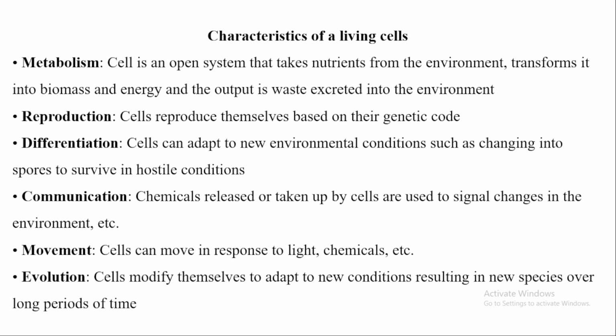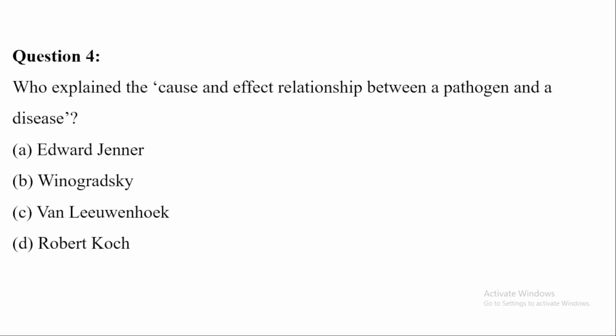Okay, so moving to the next question. Question number 4. Who explained the cause and effect relationship between a pathogen and a disease? First option is Edward Jenner, second is Vinogradsky, third is Van Leeuwenhoek, and fourth is Robert Koch. So, who explained the cause and effect relationship between a pathogen and a disease?